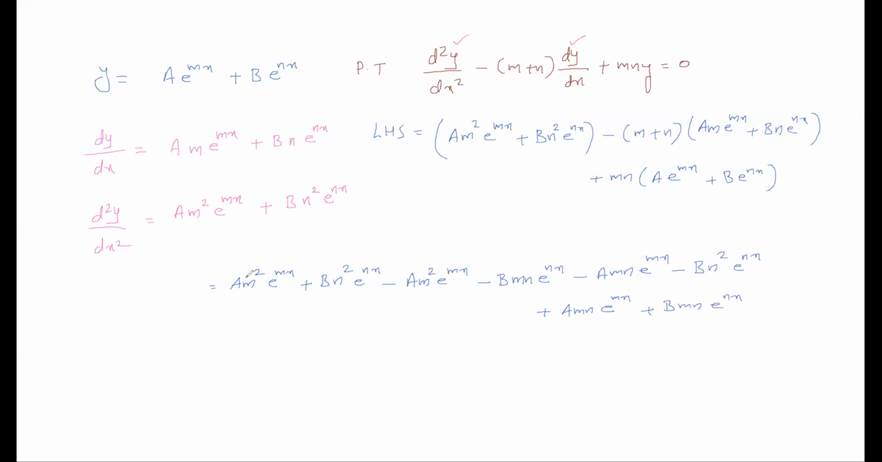Now we can see that a m square e to the power mx minus a m square e to the power mx cancel, plus b n square e to the power nx minus b n square e to the power nx cancel. Here minus b m n e to the power nx, here plus b m n e to the power nx, those two cancel, and here minus a m n, here plus a m n, that also cancels. So everything cancels, you will get 0. So that is what we needed to prove, it is equal to 0.